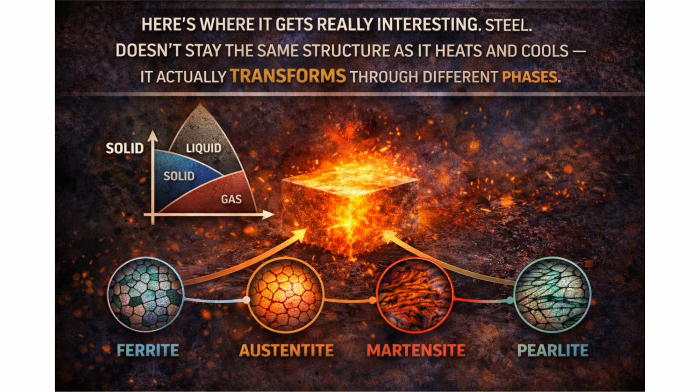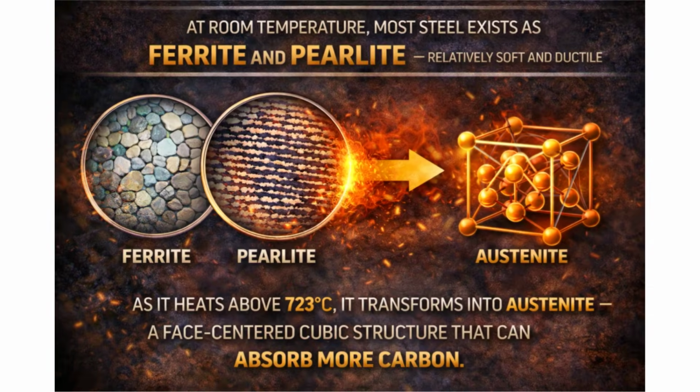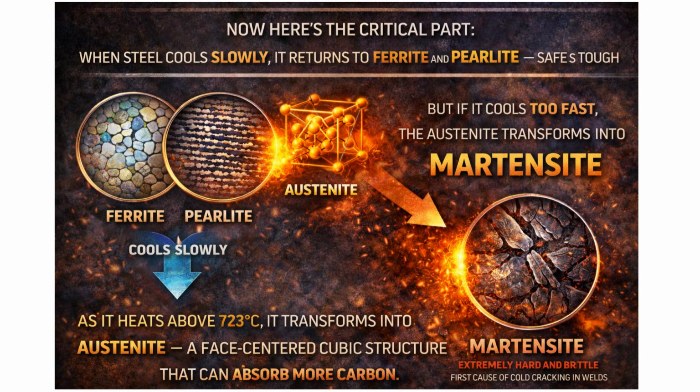Here's where it gets really interesting. Steel doesn't stay the same structure as it heats and cools, it actually transforms through different phases. At room temperature, most steel exists as ferrite and pearlite, relatively soft and ductile. As it heats above 723 degrees Celsius, it transforms into austenite, a face-centered cubic structure that can absorb more carbon. Now here's the critical part: when steel cools slowly, it returns to ferrite and pearlite, safe and tough.